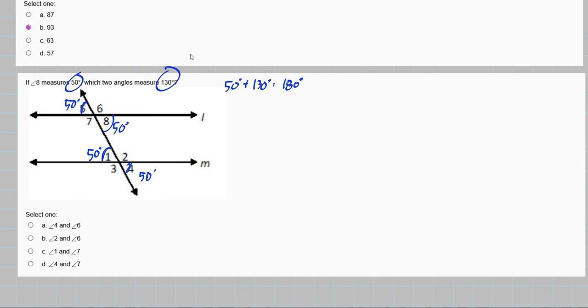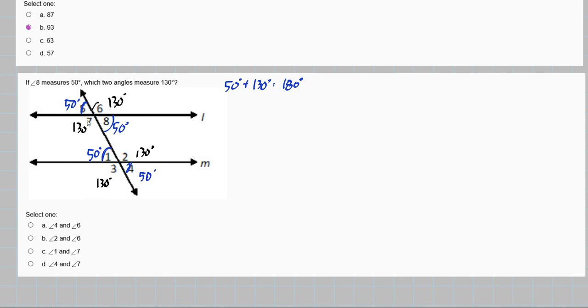But we're looking for ones that are 130 degrees, which means they need to add up to 180. So 50 plus something is 180. This has got to be 130. This has got to be 130. This has got to be 130. And this has got to be 130. So many choices. So which two angles measure 130?